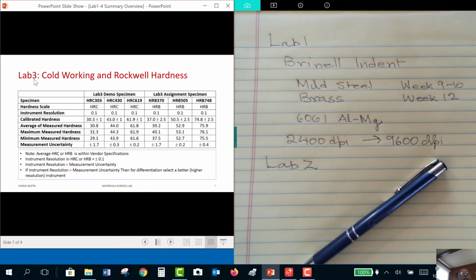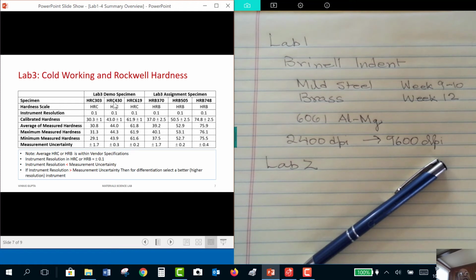Okay, then in lab 3, our focus was really on Rockwell hardness. But through the Rockwell hardness, I want to show you that these calibration specimens, we can customize them to really a very specific hardness through cold working and annealing. Annealing consists of recrystallization and grain growth. So through this cold working and annealing, we can control mechanical properties very precisely.